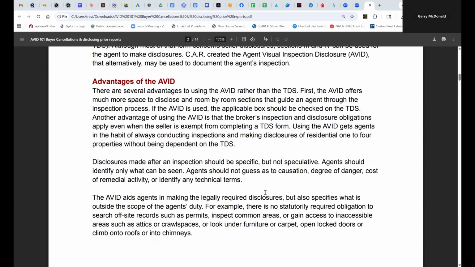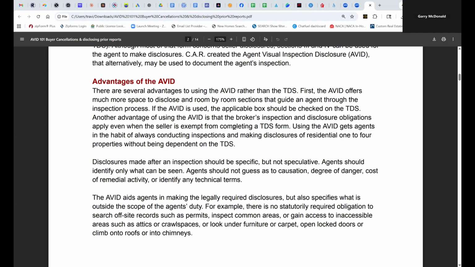Advantages of the AVID. There are several advantages to using the AVID rather than the TDS. First, the AVID offers much more space to disclose, with room by room sections that guide the agent through the inspection process. If the AVID is used, the applicable box should be checked on the TDS, which is going to be page 1 of the TDS, section 1. There's 3 little boxes right there, and you're going to check the third one stating that you're attaching an AVID.